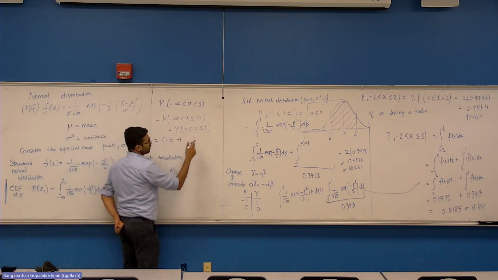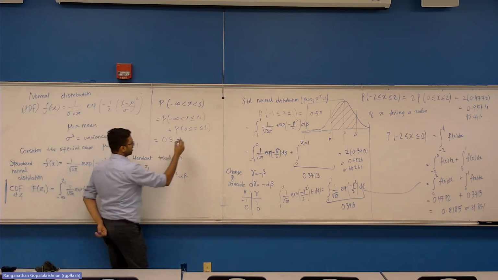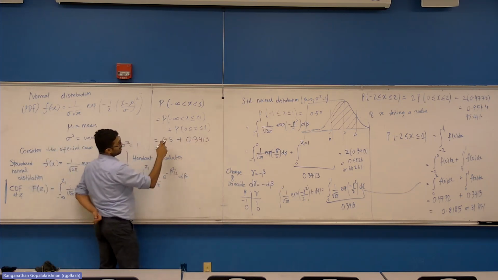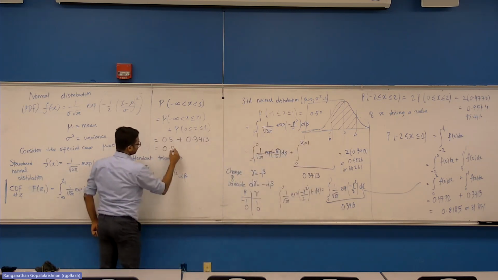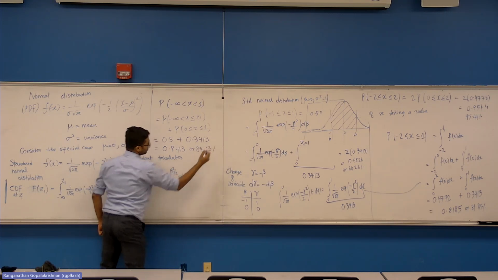Okay, what is 0 to 1? 0.3413. We did that 3 times now, right? 3, 4, 1, 3. So the chance of the value being between minus infinity to 1 is 0.8413 or 84.13%.